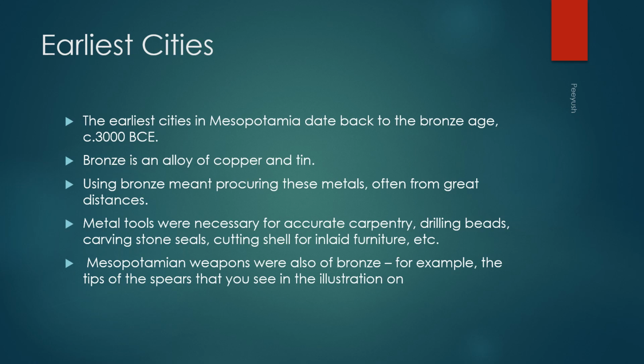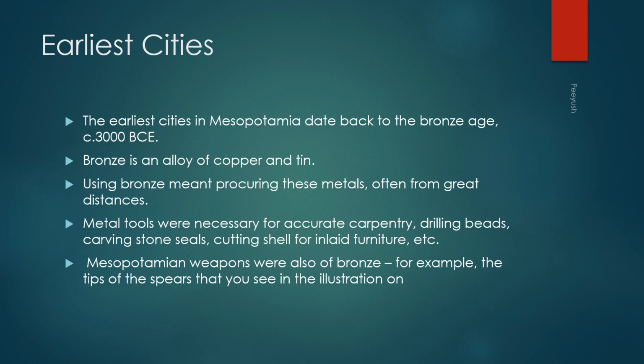Bronze is an alloy of copper and tin. Using bronze meant procuring these metals often from great distances. So from great distances, these metals were procured, and bronze was quite useful for different tools and utensils.